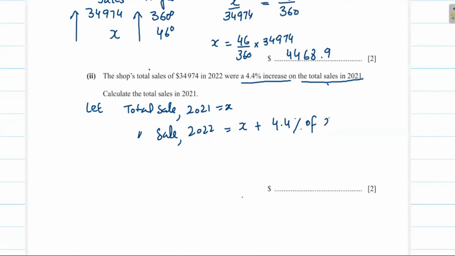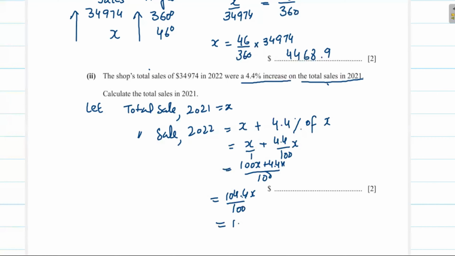2021 sale is x. We can write it as x plus 4.4 over 100 x. And this value will be equal to 100x plus 4.4x over 100. You can write it as 104.4x over 100, and that value will be equal to 1.044x.